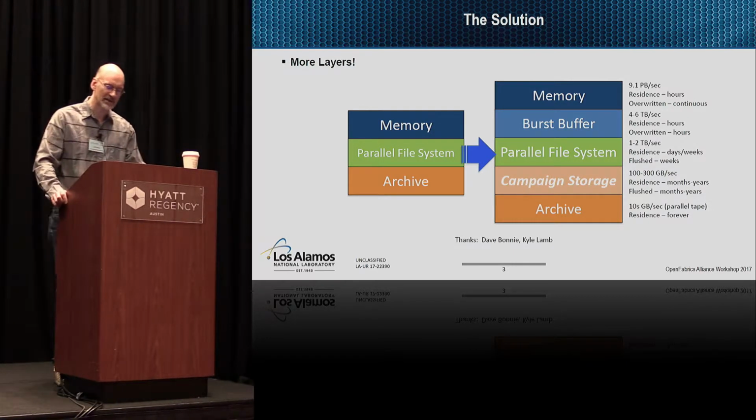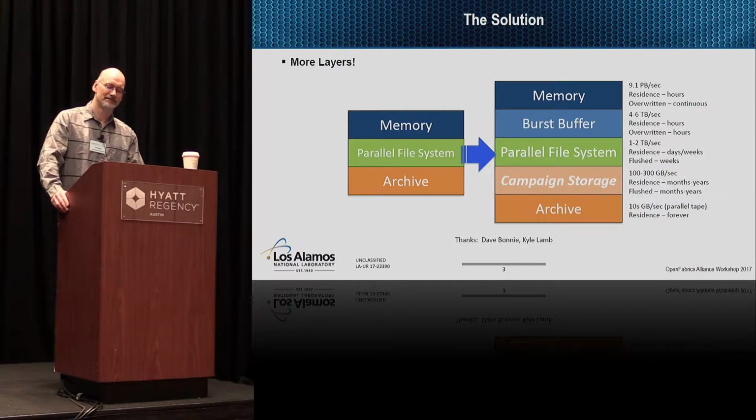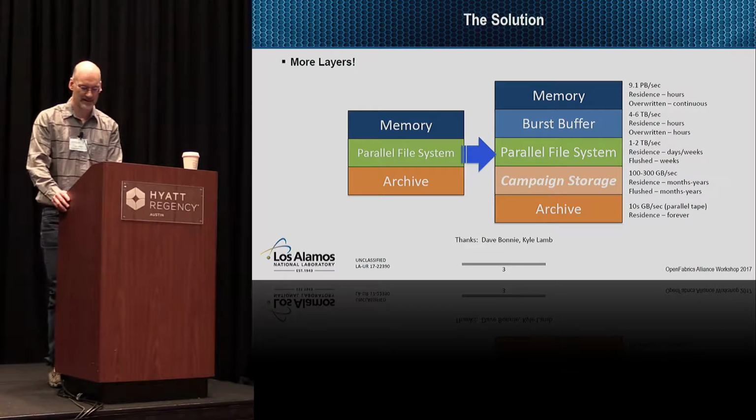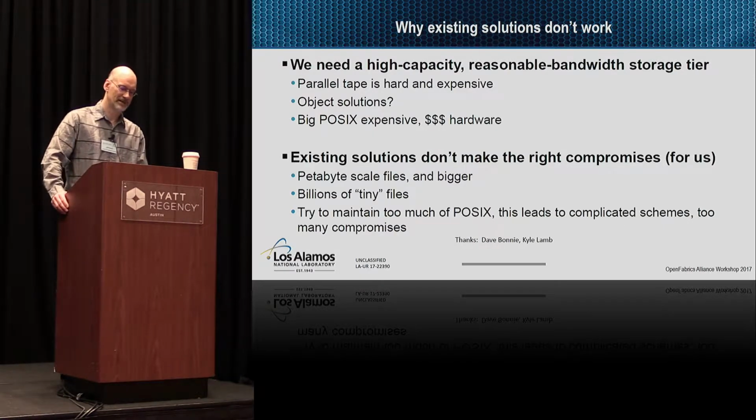The name campaign storage refers to the lifespan of a compute project. We call those campaigns. So a campaign might last a couple of years. And the goal is that the campaign storage would be a place where we can move data off the parallel file system and keep it for long enough that people don't have to shuffle it off to tape. So the goals for it are high capacity, reasonable bandwidth.